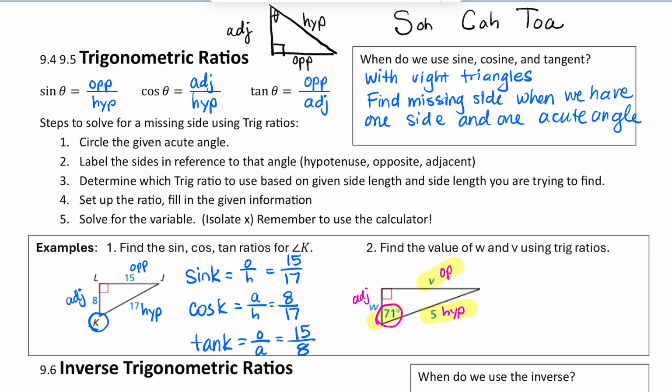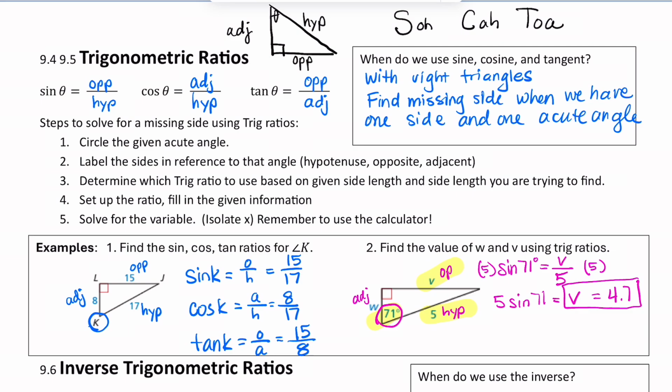So that's what we're going to write down. We're going to write down sine of 71 degrees equals opposite, which is v, over hypotenuse, which is 5. So we set up the ratio and fill in the given information. And next we want to solve for the variable. We're going to isolate v. So let's multiply both sides by 5. Now we can just plug that into the calculator and we get 4.7 is equal to v.